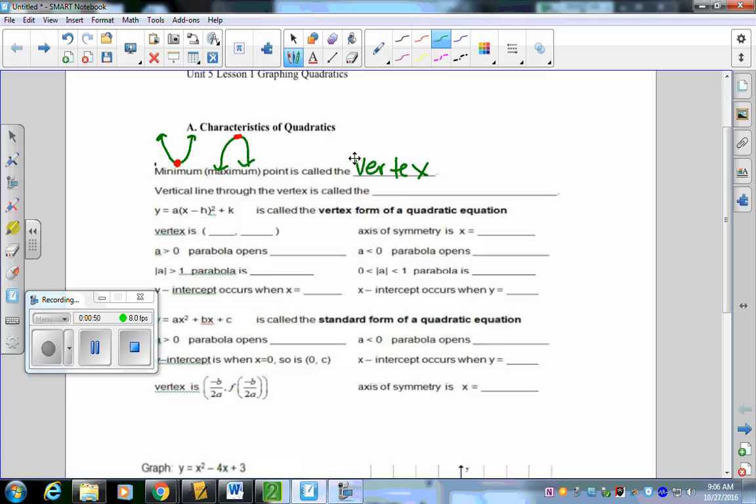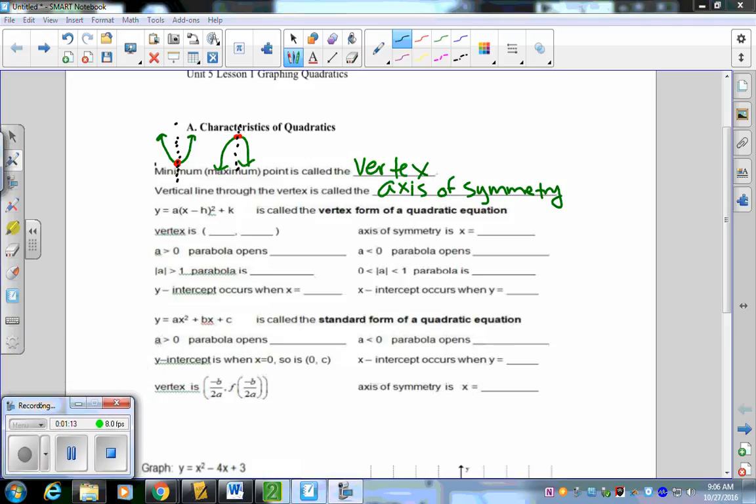And the vertical line through the vertex is called the axis of symmetry. This is a line that we could draw straight down the center, and if you were to fold the graph in half on this line, the graph would match up. It's symmetrical on both sides.